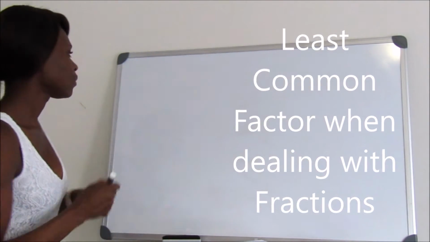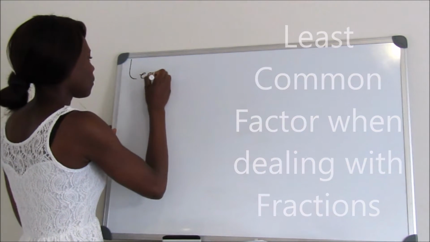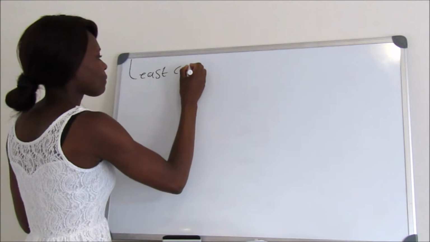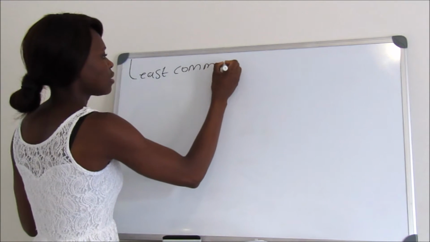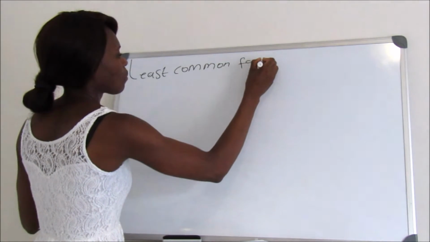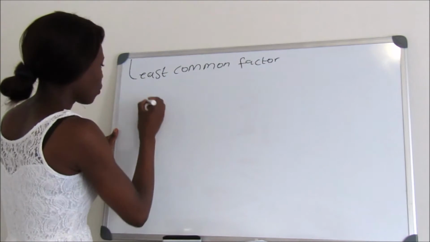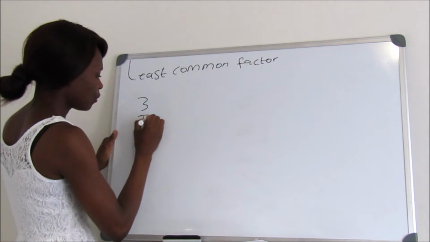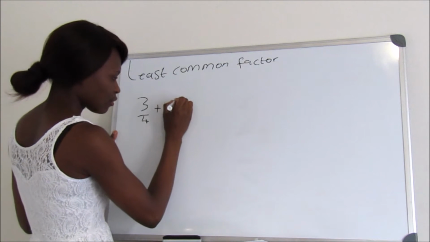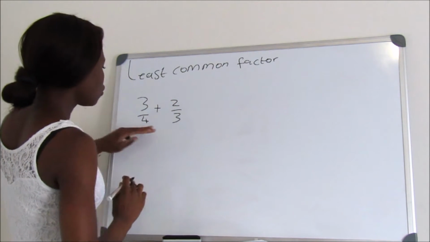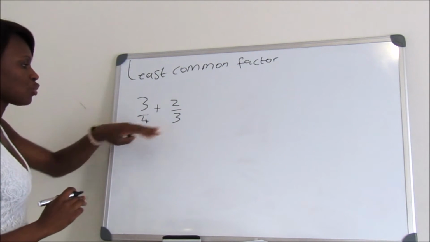Today I will be taking you through getting a least common factor when dealing with fractions. For example, we are given a question: 3 over 4 plus 2 over 3. How do we solve these two fractions?